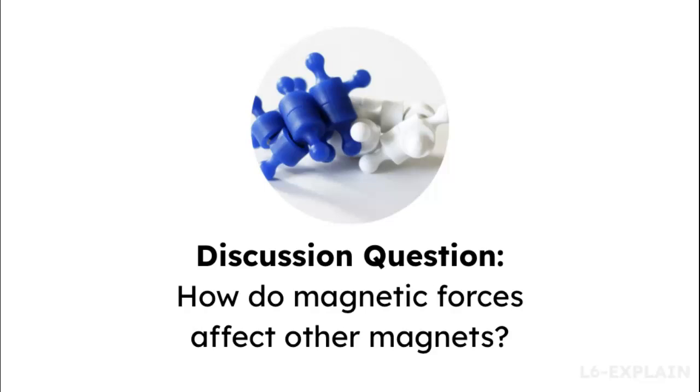For the Explain portion, you'll bring the class together and lead a discussion about students' observations from their bar magnet investigations. They can use the Bar Magnet Investigation student journal page to share their data. Use the provided questions to guide your discussion around the question, how do magnetic forces affect other magnets?